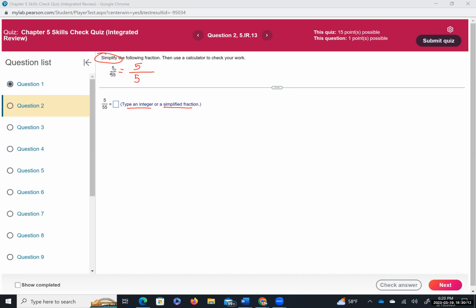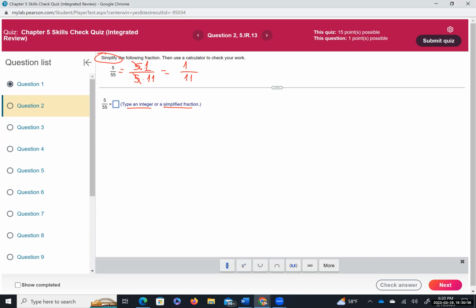numerator. So I know that 55 can be 5 multiplied by 11, right? So you can have 5 divided by 5. It's a common factor, right? And then the top now becomes only 1, and the bottom will be 11. So the answer would be 1 over 11. So type 1 over 11 as the answer.